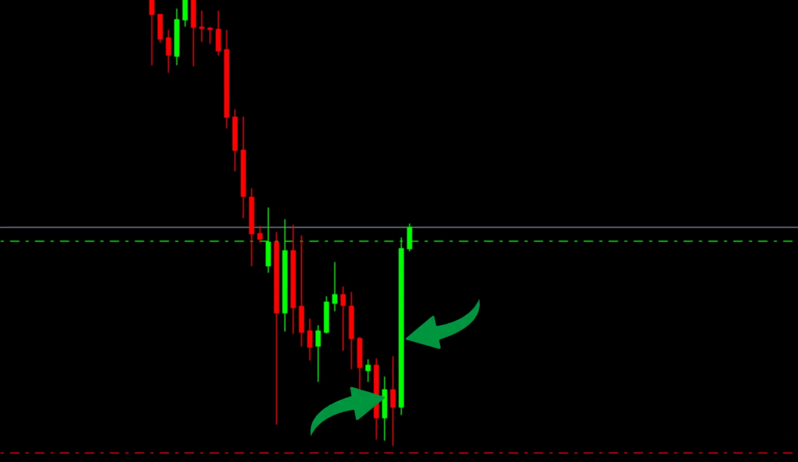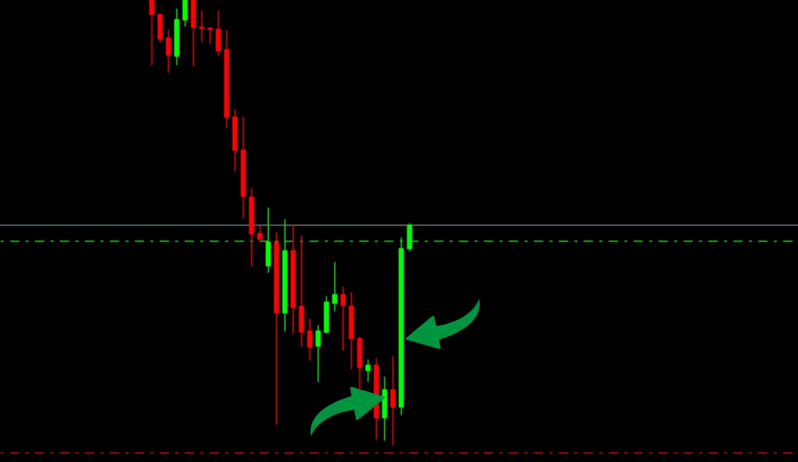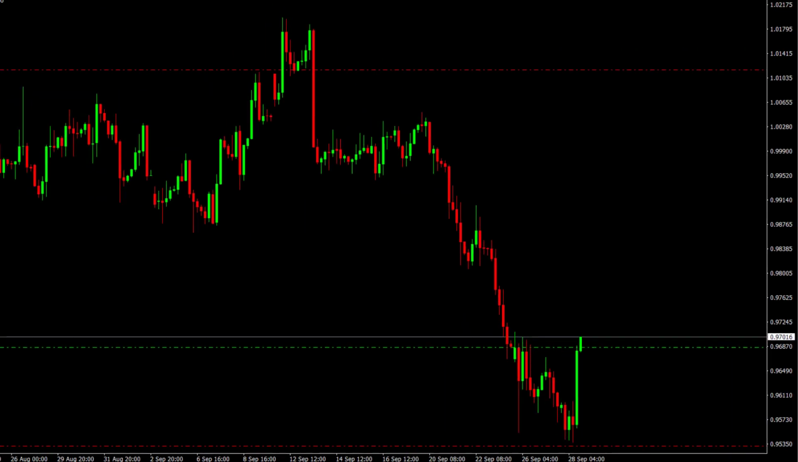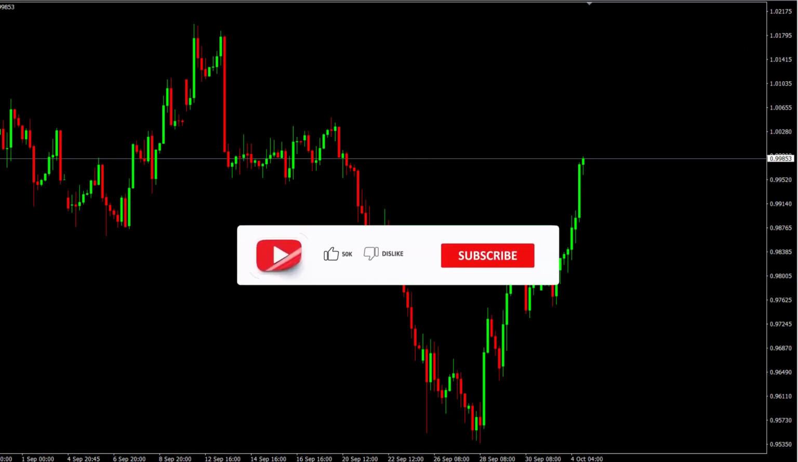We have a red bar. After that we have a green bar whose body covers the body of the red bar. Immediately after closing the green bar, we can open a buy. Be sure to use a stop level and a take profit level. Let's see later where the price of Euro-USD has reached. As we can see, the price made adjustments, but in the end it reached our take profit.